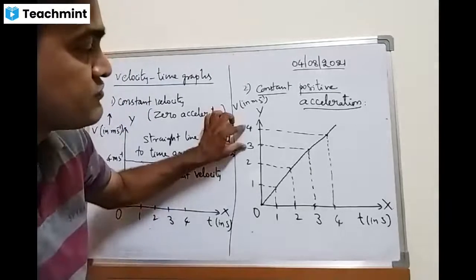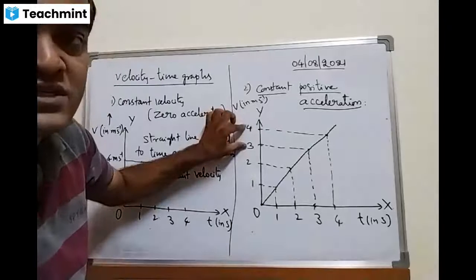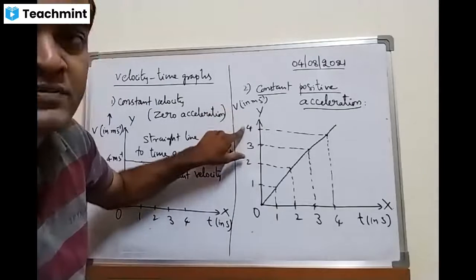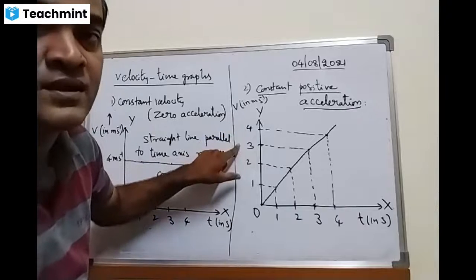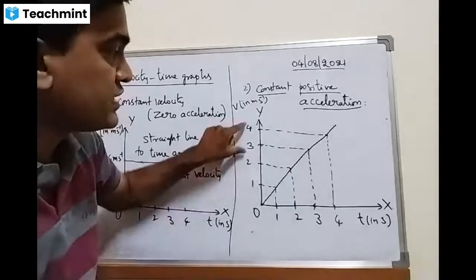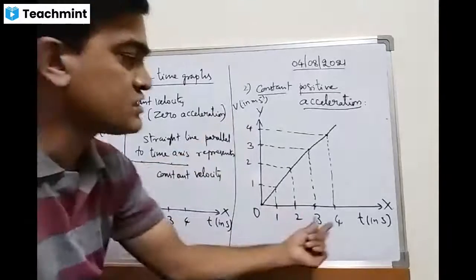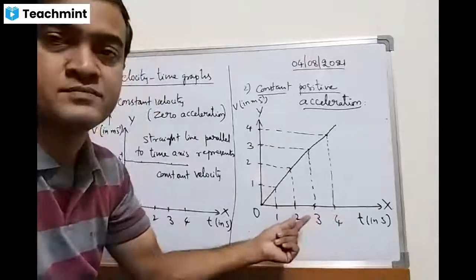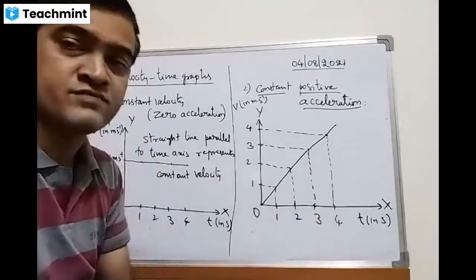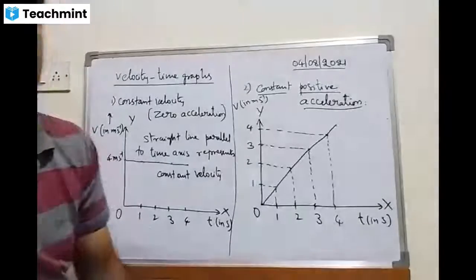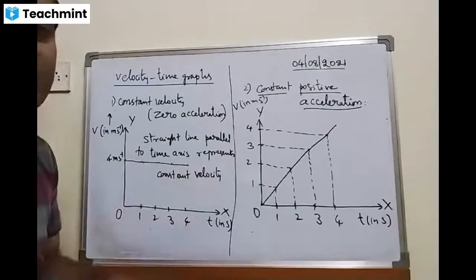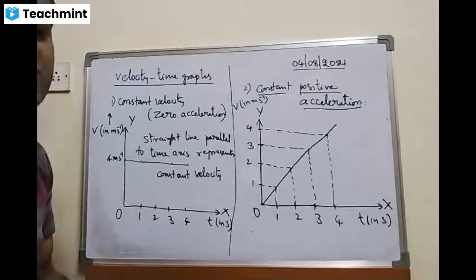And between 3 and 4, what is the change in velocity? 3 meter per second, 4 meter per second. The change in velocity is 4 minus 3, that gives 1 meter per second. And during this change, the time interval is 4 minus 3, which is equal to 1 second. And the nature of the graph is a straight line passing through origin. This is for constant positive acceleration.